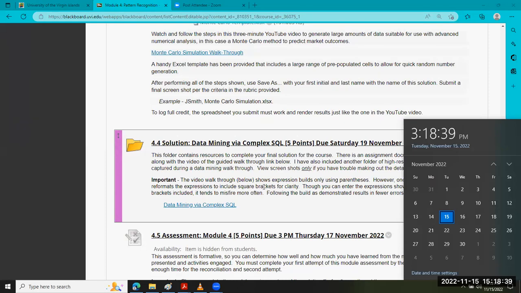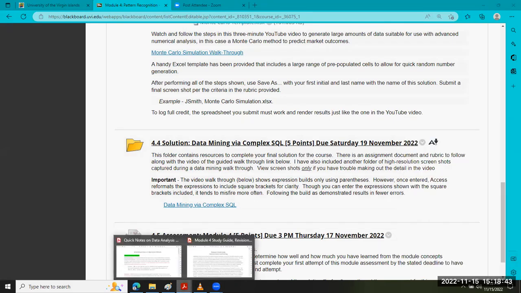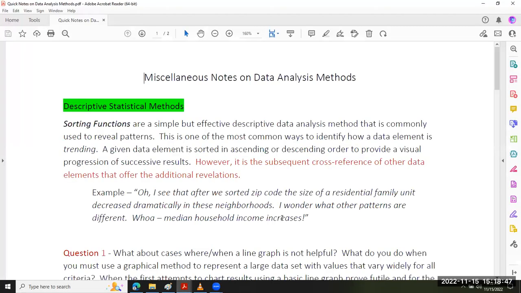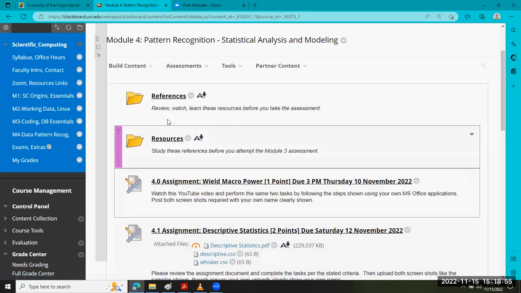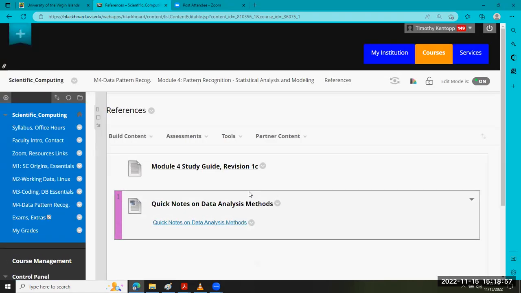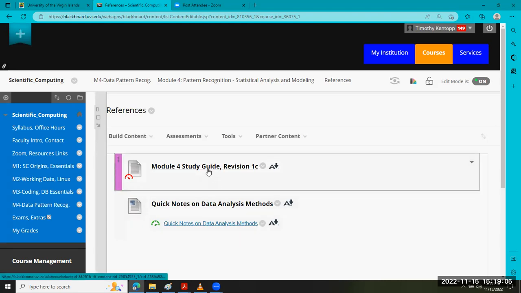So I'm going to go ahead and queue up, from our references, you should see another reference, quick notes on data analysis. Actually, if we roll up here to references, you should see this resource right here. What I'd like to do is just walk through some of this and then finish up with Module 4.